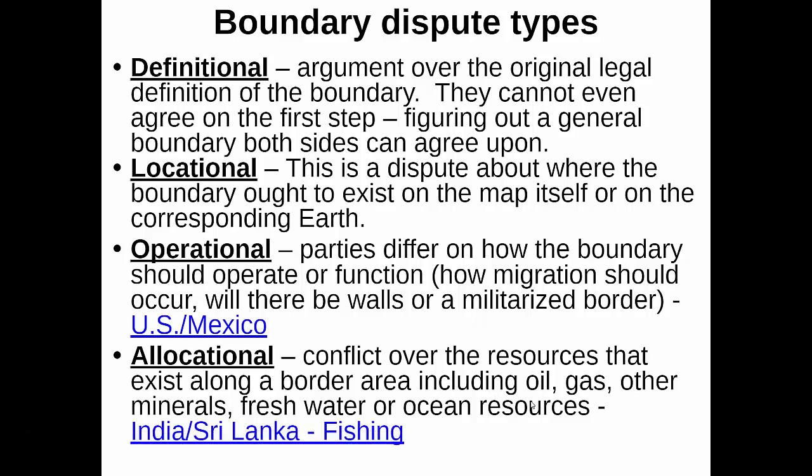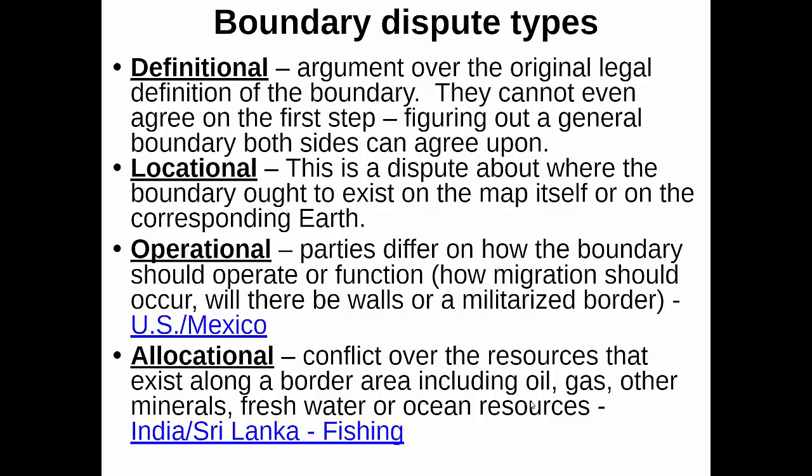So you are fighting now over the resources themselves that exist in the area. The money makers. Maybe there's oil or gas or minerals. Maybe you're fighting over the fresh water in a waterway or ocean resources, fish, right? Seafood, ocean plants. Any of those are an allocational dispute. Allocation means essentially to spread around resources. So it's a resource dispute.